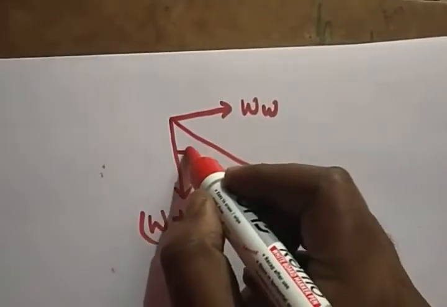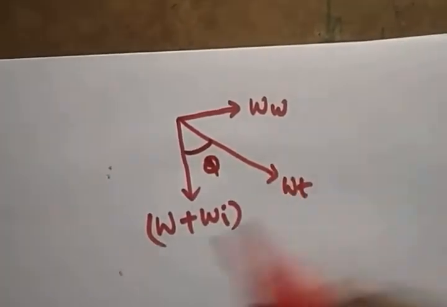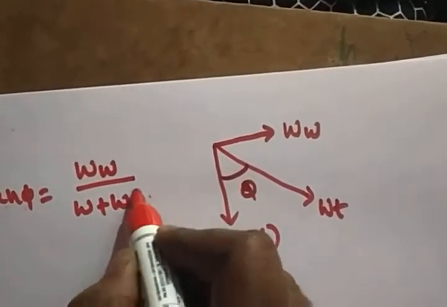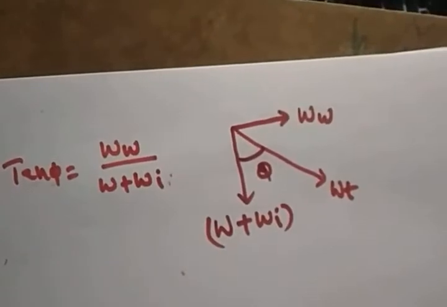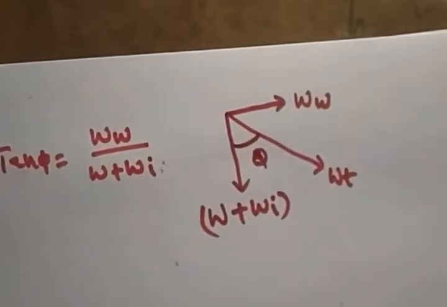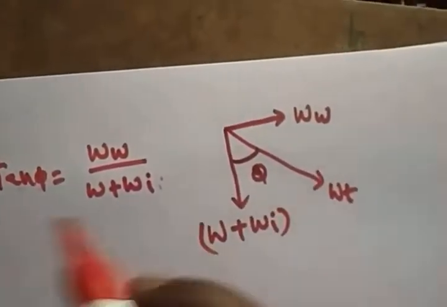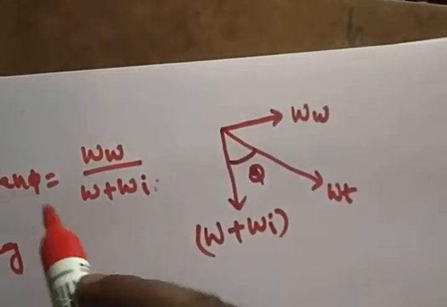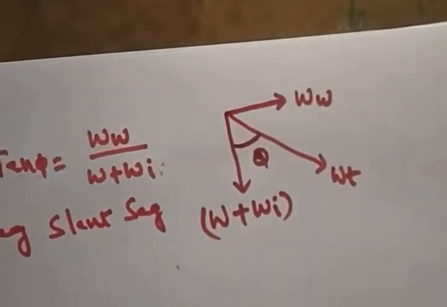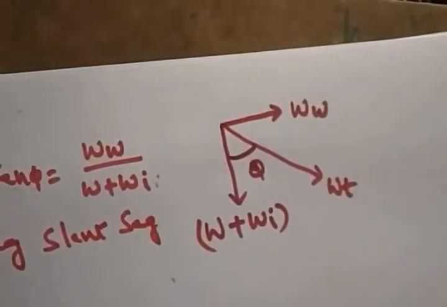So the resultant will give the total weight of the conductor, right? So it will make an angle, right? So what is that angle? tan theta is equal to Ww by W plus Wi. So this is the angle at which the conductor starts moving when wind force acts on the system, right? The sag starts moving. So that type of sag we can call a slant sag.